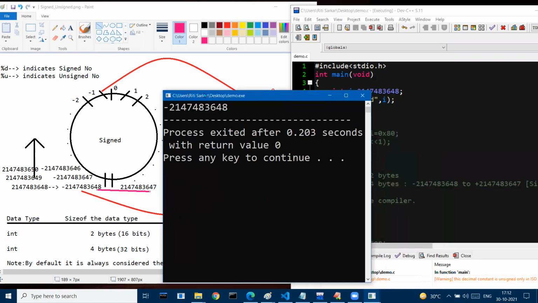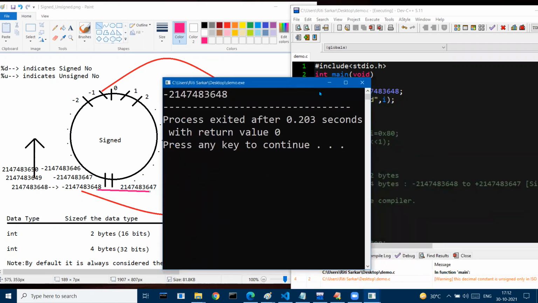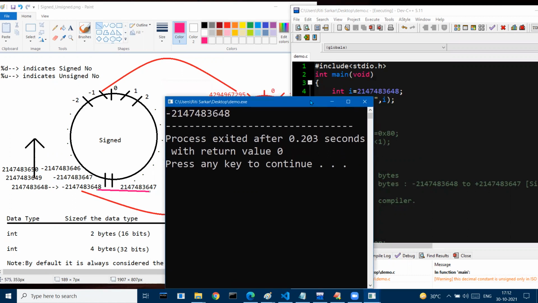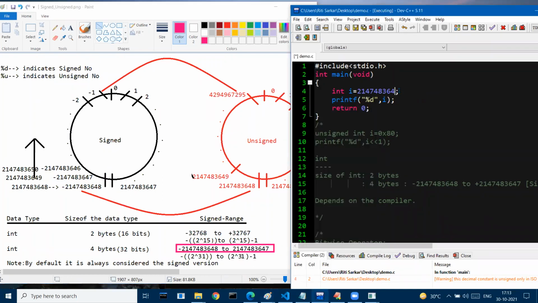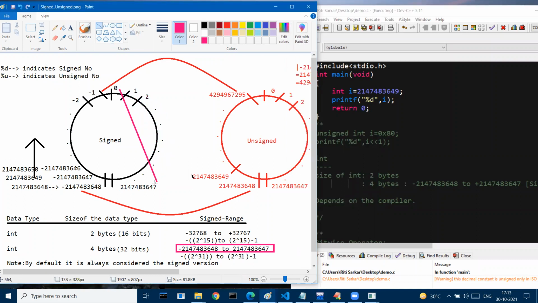Why? Because, sir, in the signed representation, I don't have that positive value. That's why it took the negative value which is equivalent to this. Then if it is 49, what will happen? It is increasing one by one. 48 means negative 48, then you go to this. 49 means it will be negative 47.